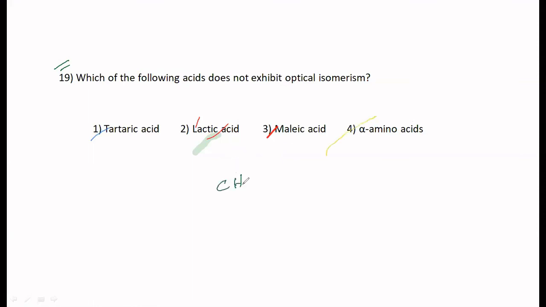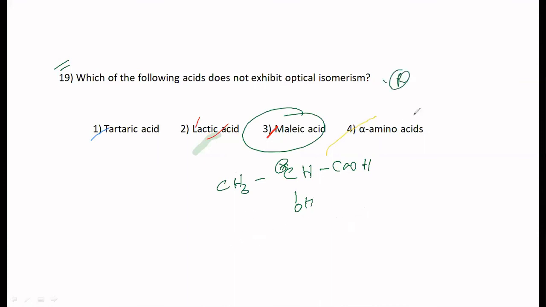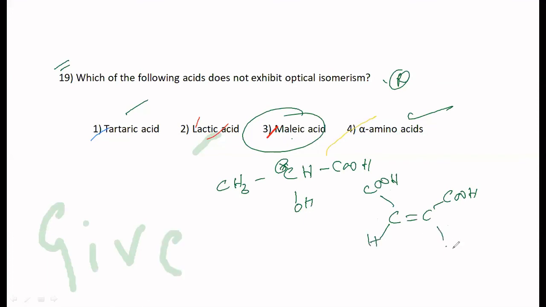Lactic acid is like this: CH3, CH, OH, COOH. This is the chiral carbon. An alpha amino acid also depends upon the R group; it can show optical isomerism. Tartaric acid can show it. It is only the maleic acid. Maleic acid is an unsaturated acid. Maleic and fumaric acid, isn't it? C double bond C, COOH, cis form, COOH. This is your maleic acid.